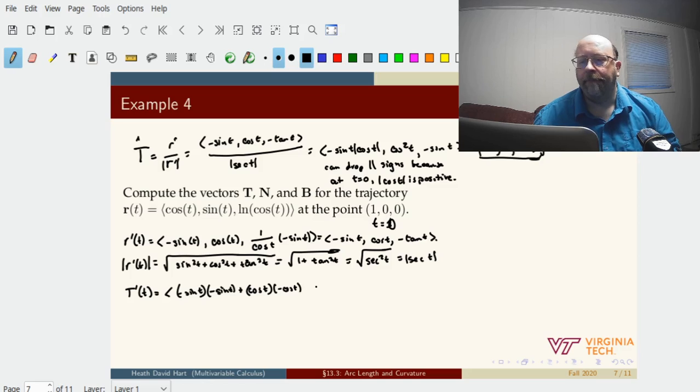Okay. The derivative of cosine squared of t is 2 cosine of t times negative sine of t. The 2 comes down, so it's 2 cosine of t, and the derivative of cosine is negative sine. And the derivative of negative sine of t is negative cosine of t. Now we need the magnitude of that.